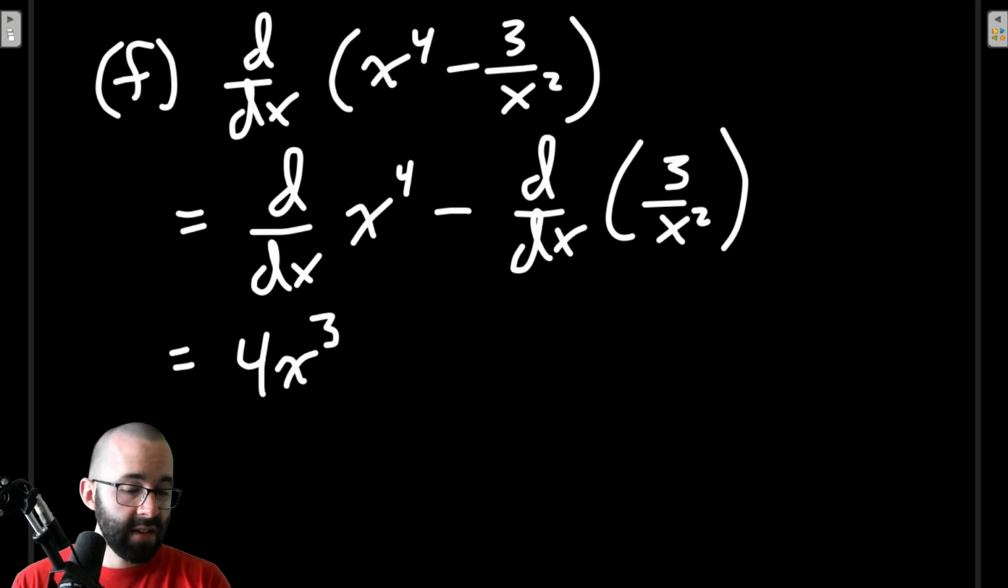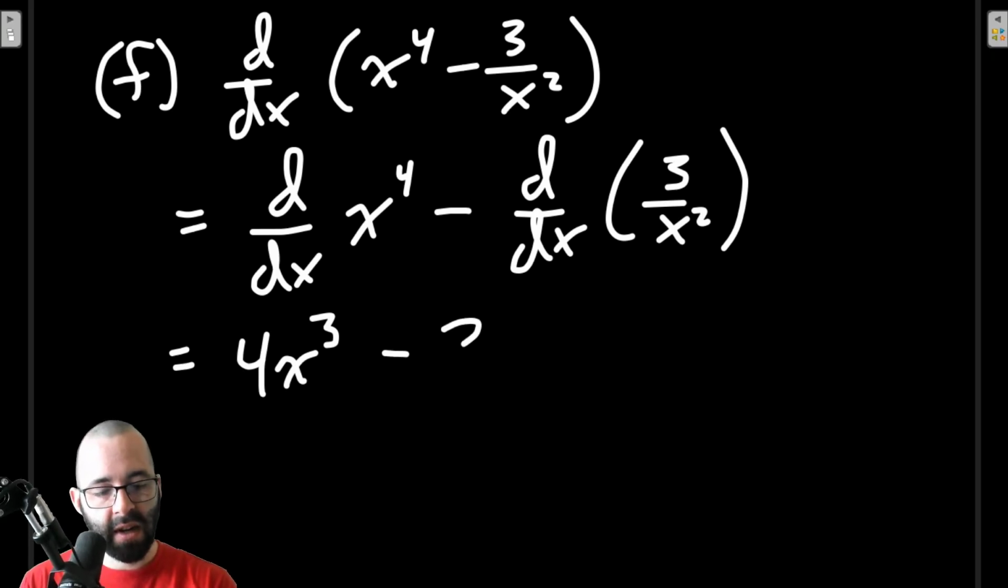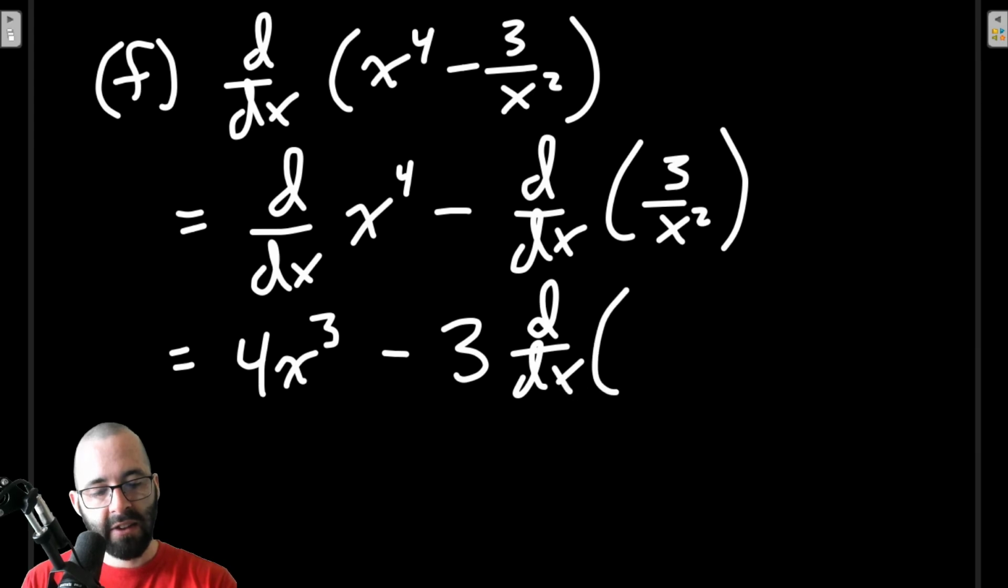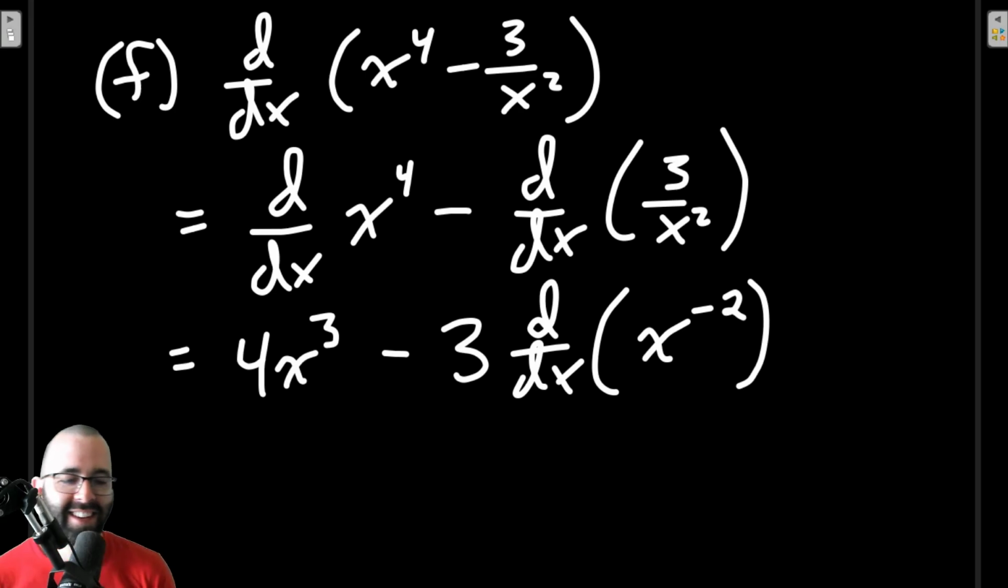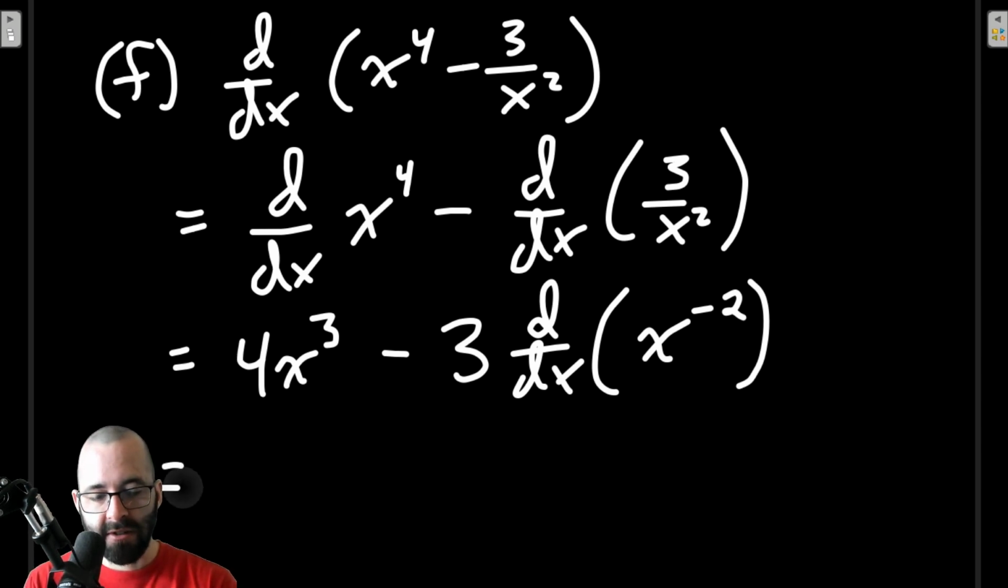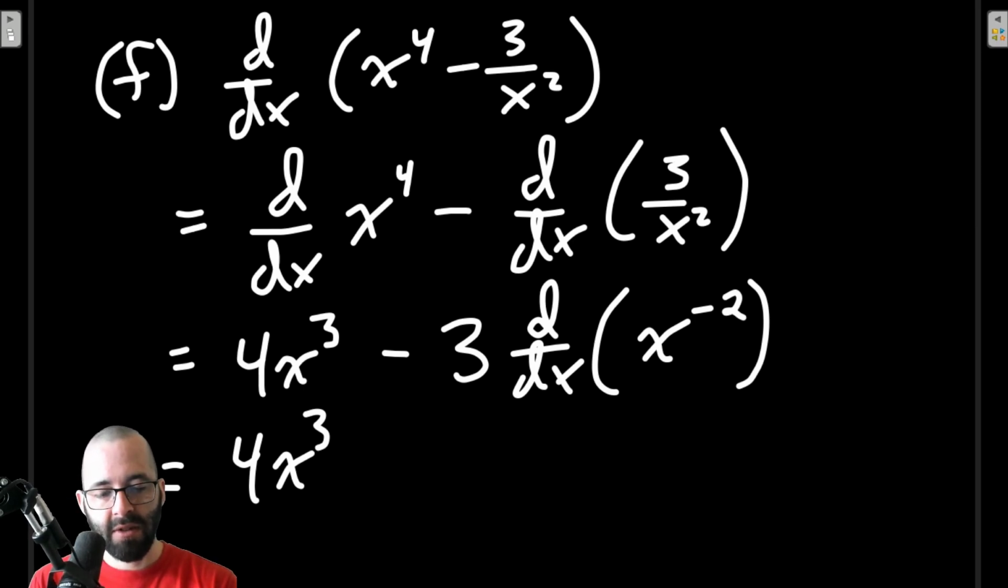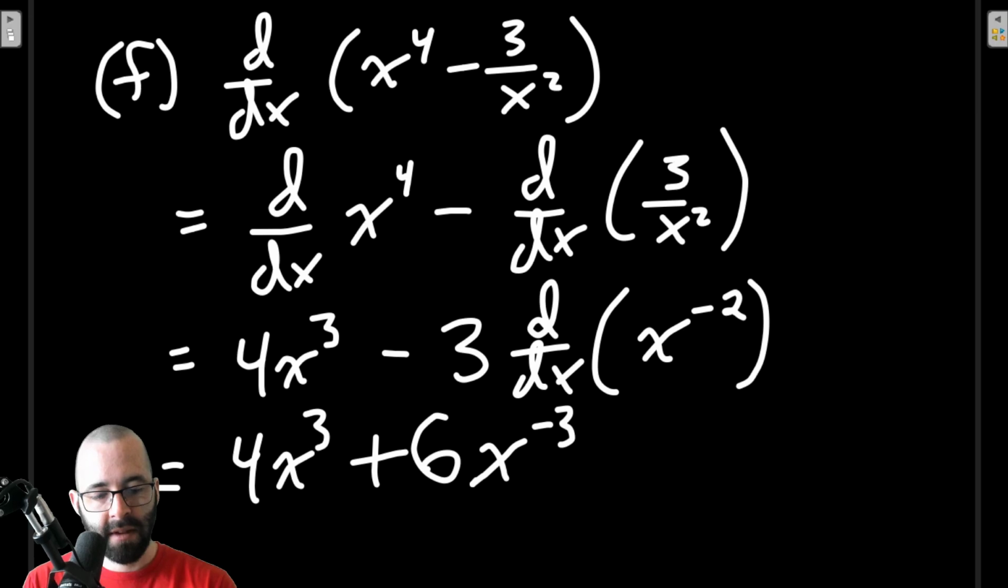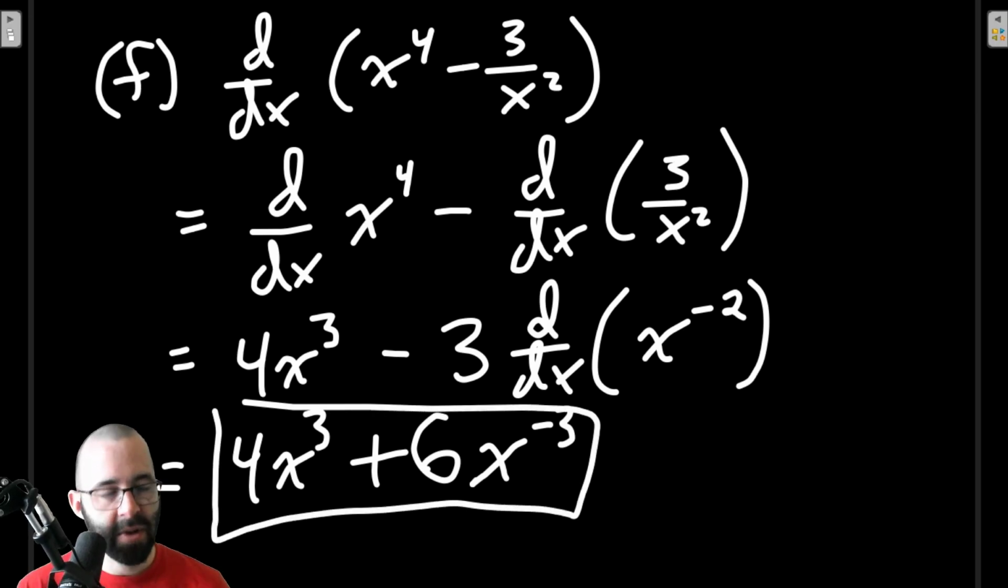The second thing, again, takes a little bit more time. Let's bring the 3 out in front. And let's rewrite the x squared as x to the negative 2nd power, if you want to be grammatically correct. And then you can use the power rule on that second thing. So the negative 2 comes down. Negative 2 times negative 3 is positive 6. And then we subtract 1 from the exponent, and it becomes negative 3. And we have our beautiful derivative.